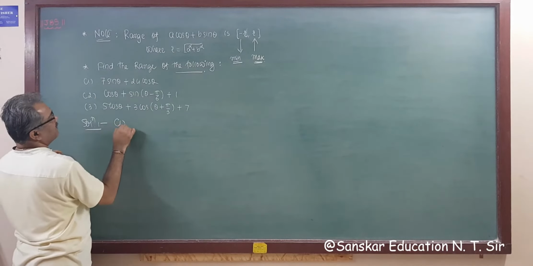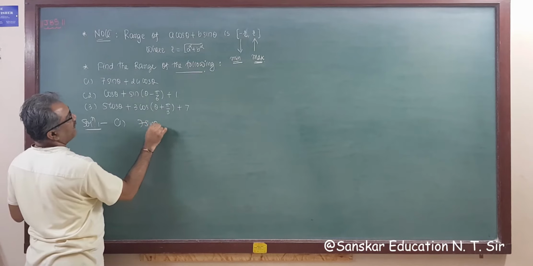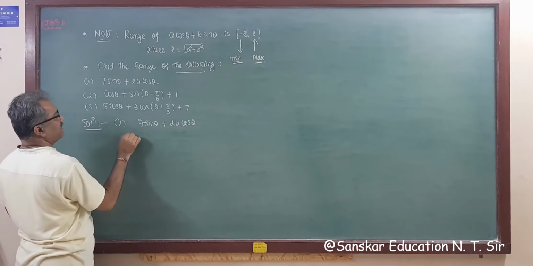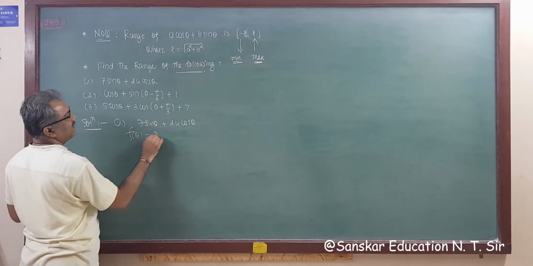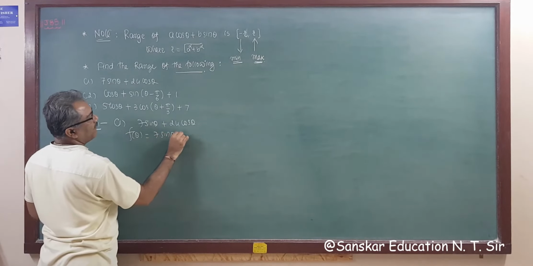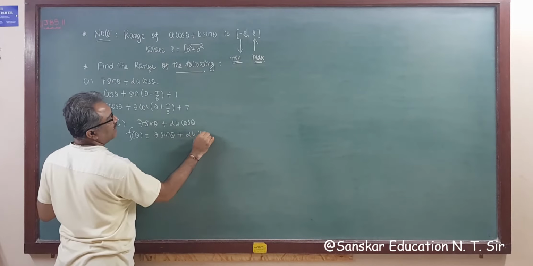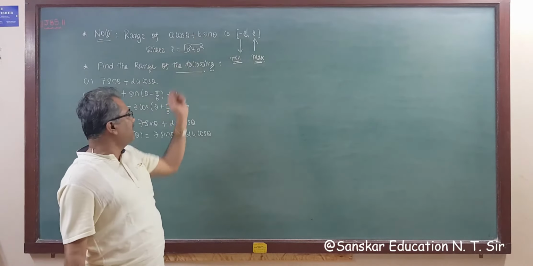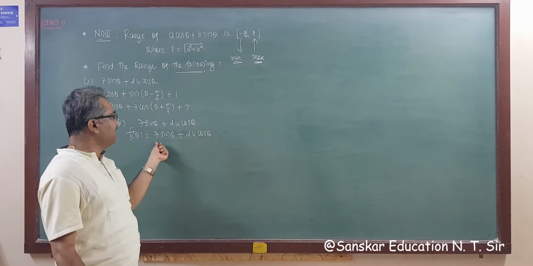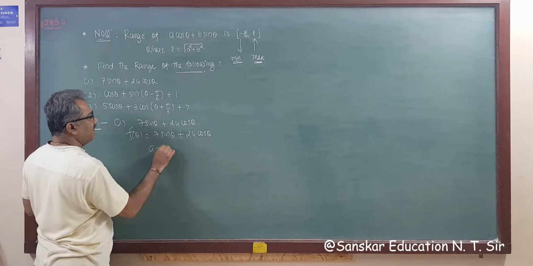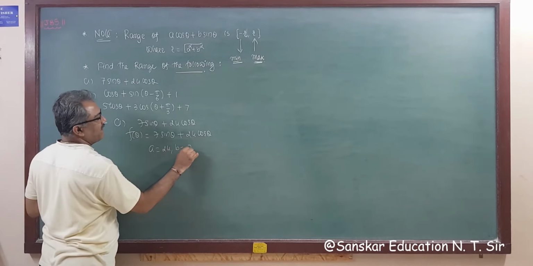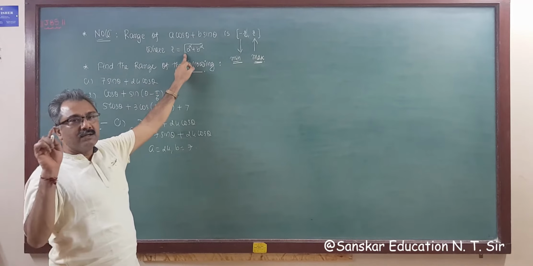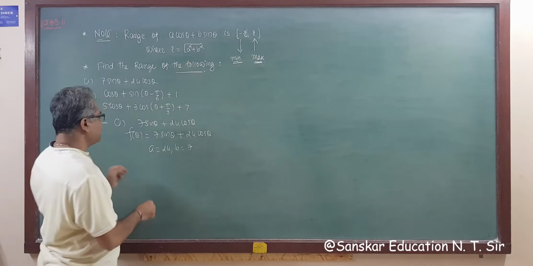So first solution: 7 sin theta plus 24 cos theta. I am taking this as f of theta. So suppose f of theta is 7 sin theta plus 24 cos theta. Comparing this with a cos theta plus b sin theta, a is 24 and b is 7. So first of all we find r, and what is r? It is the square root of a square plus b square.